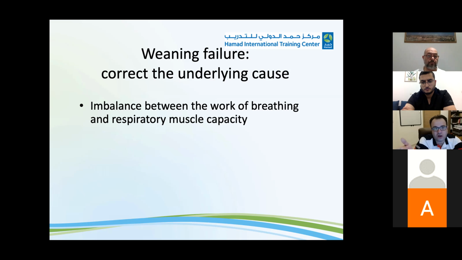And that's why they are not tolerating a weaning trial. So broadly, these are the 4 reasons. Think the brain, the lung, the heart, and generalized muscle weakness, including the diaphragm. So the number 1 reason, other than the 4 systems, is there's an imbalance between work of breathing and respiratory muscle capacity. Now, what does that mean? It means that the respiratory muscle has to work hard because there is excessive load on it.